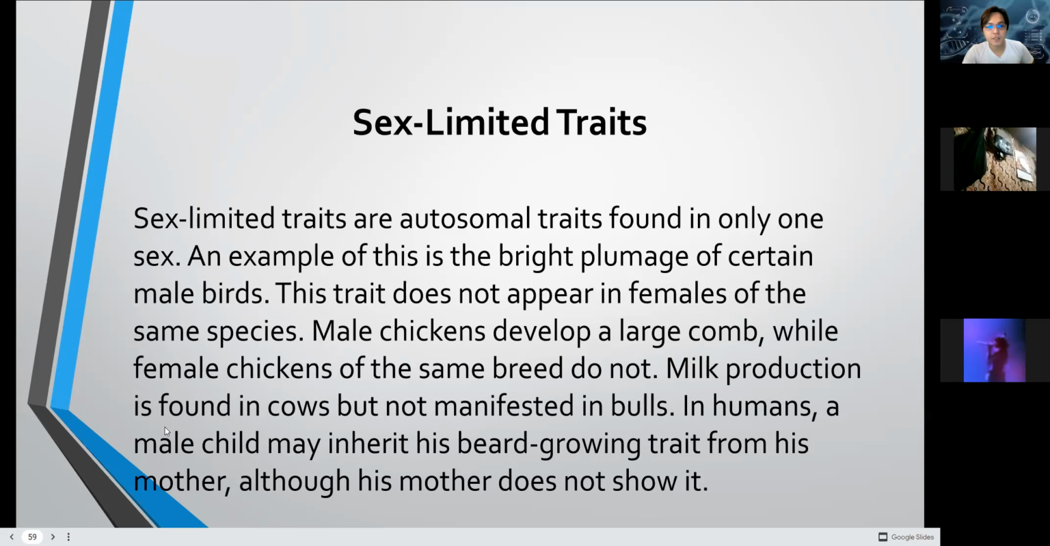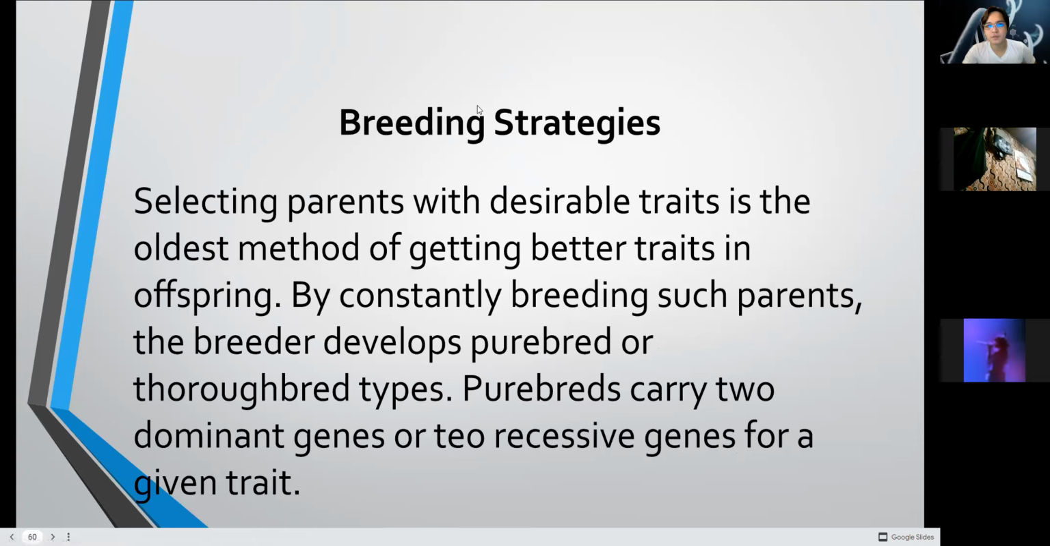Milk production is found in cows but not manifested in bulls. In humans, a male child may inherit his beard growing trait from his mother, although his mother does not show it. Okay, because again, this is a sex-limited trait. There are some characteristics that can only be found in males and some only in females. These are the sex-limited traits.